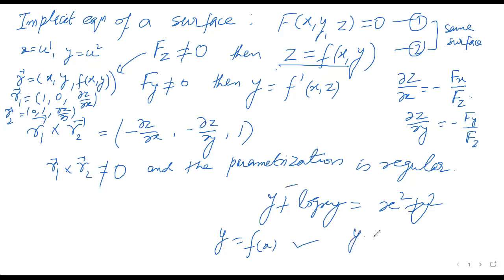But if I have y is equal to x square, it is your explicit form. But I can write this as y minus x square is equal to 0, which is f(x, y), right? So every explicit form can be written implicitly, but every implicit form cannot be written explicitly. There is an implicit function theorem: which implicit function can be written explicitly? Yes.